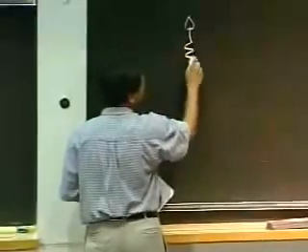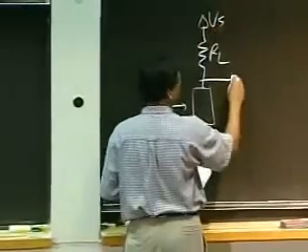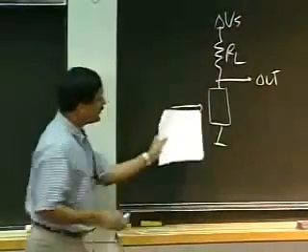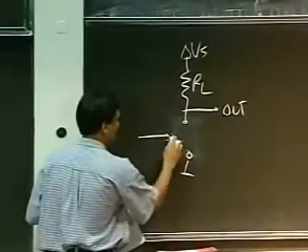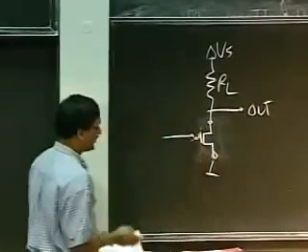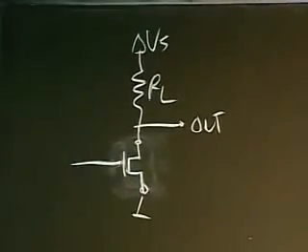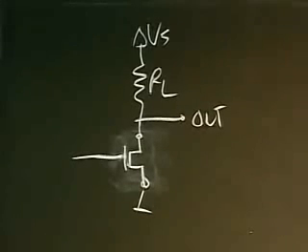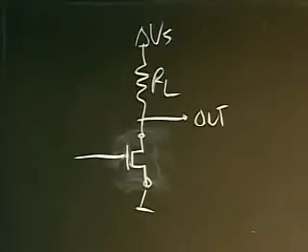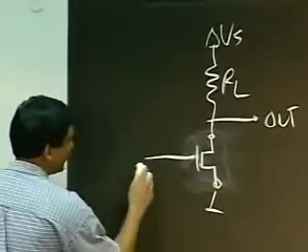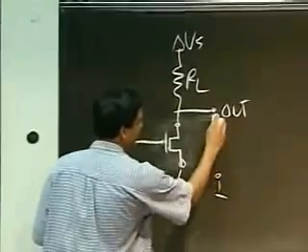So I can build, if I replace this switch from earlier with my MOSFET, and that's what I get. Okay, and this is your inverter. All I've done is replace the abstract switch with a physical switch, which behaves as shown in the graph out there. And so I apply an input here, and I take the output here.